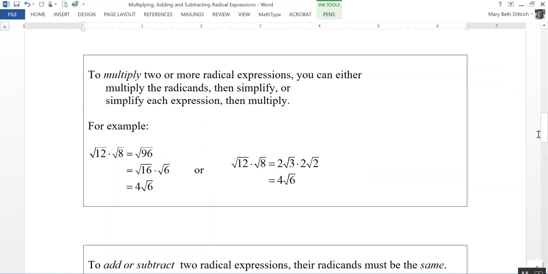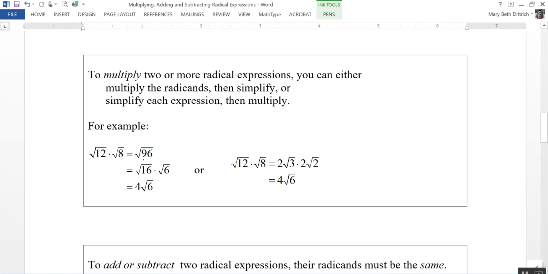To multiply two or more radical expressions, there are two ways you can do this. You can either multiply the radicands and then simplify, or simplify each radical expression and then multiply those. So for example, if I have the square root of 12 times the square root of 8, I can go ahead and multiply 12 times 8 and get 96.